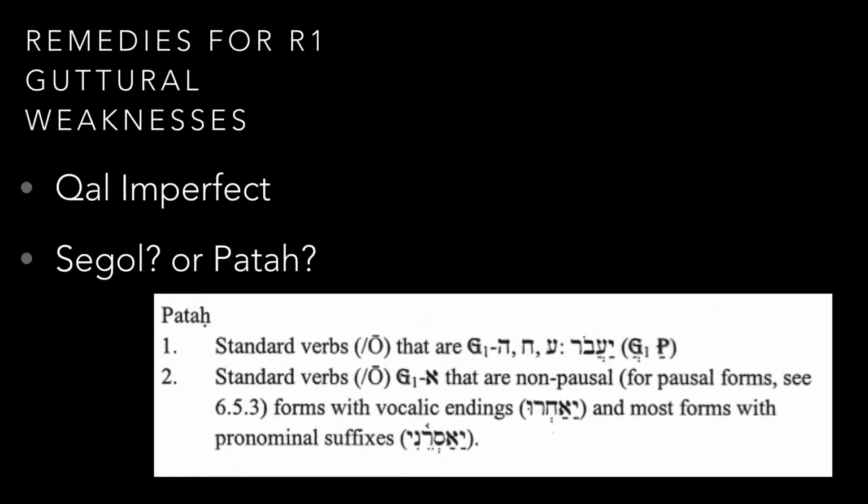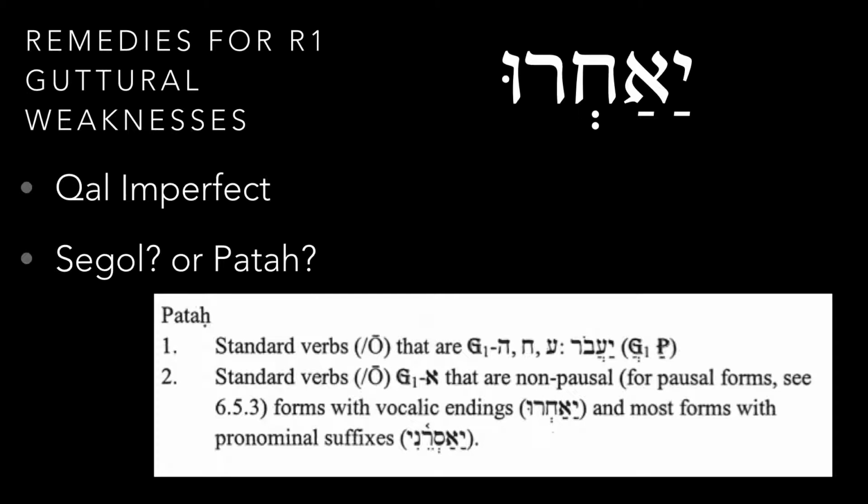Now let me talk for just a second about this non-pausal thing. Typically, I think I have an example here. Yeah, here we go. So here's the example that he gave you, ya'achru. This one with the vocalic ending, we reduced the R2 to a vocal schwa. That's completely normal to us, ya'achru.